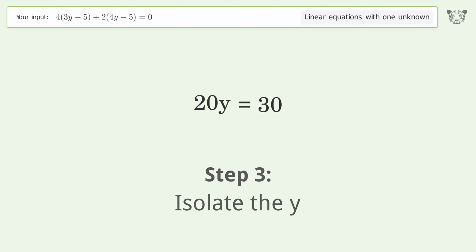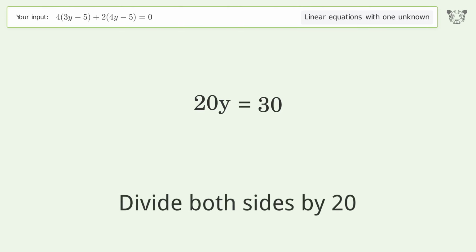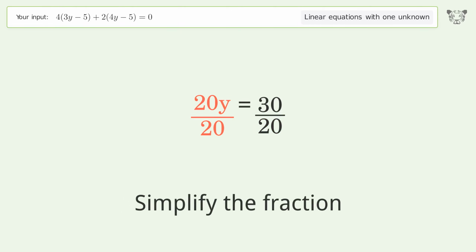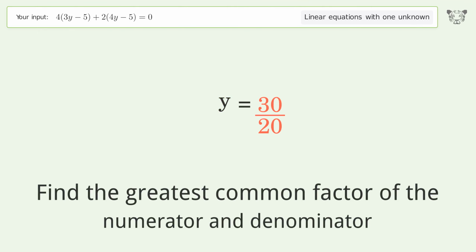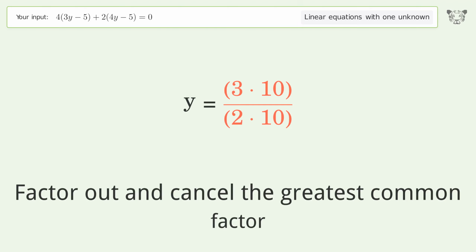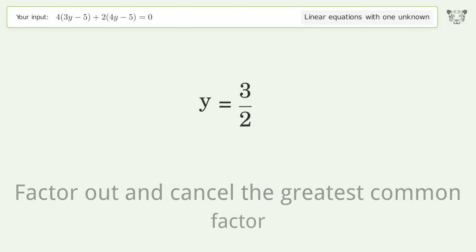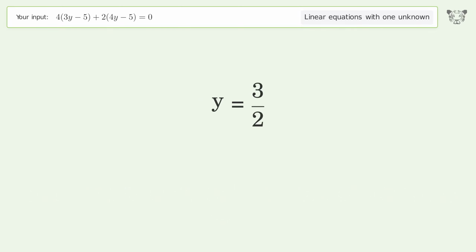Isolate the y. Divide both sides by 20. Simplify the fraction. Find the greatest common factor of the numerator and denominator. Factor out and cancel the greatest common factor. And so the final result is y equals 3/2.